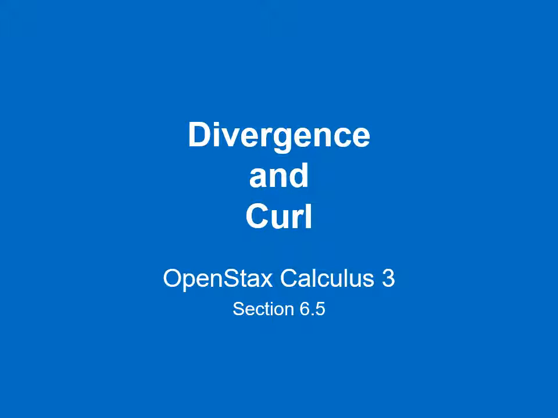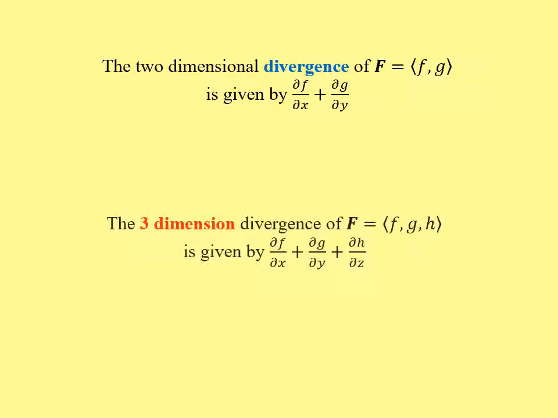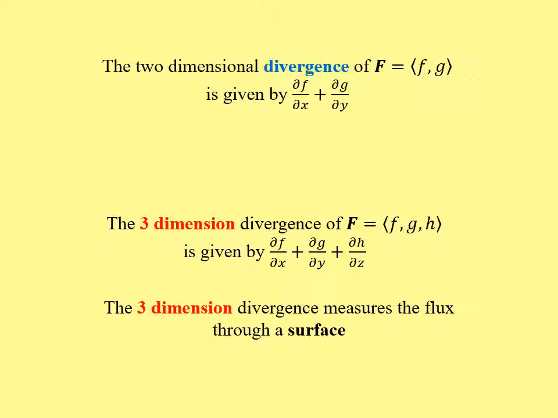We've mentioned divergence and curl before. Now we want to take a specific look at computations of divergence and curl and their applications. And we've worked with the two-dimensional quantity before that is representative of divergence. The three-dimensional version of divergence is very much like that. We just add the derivative of the third component. Now, this measures the flux through a surface. We'll see that in the very near future.